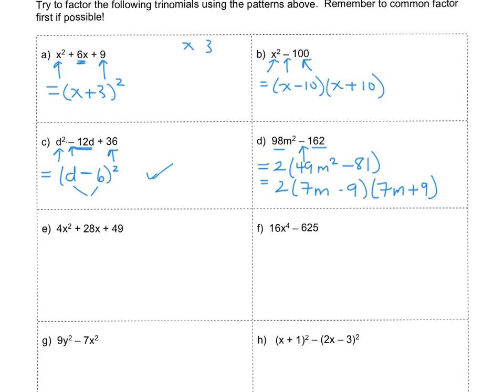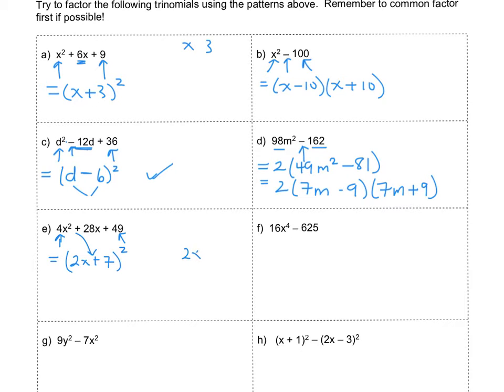All right, so looking for more patterns here. Always look for that common factor first. If I'm looking at E, I don't have a common factor, but I do notice this is a perfect square and this is a perfect square. If I square root the first, I'm going to get 2x. Square root the last, I get 7. I'm going to take the sign from the middle term. The sign from the middle term is plus, all to the exponent of 2. And then I'm going to check.